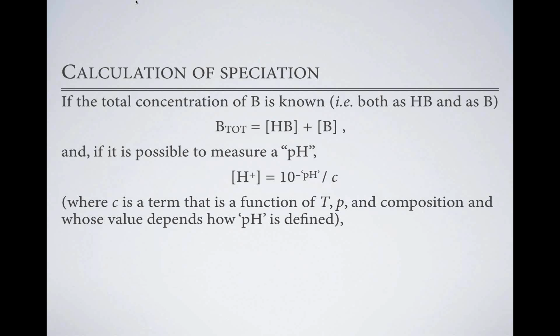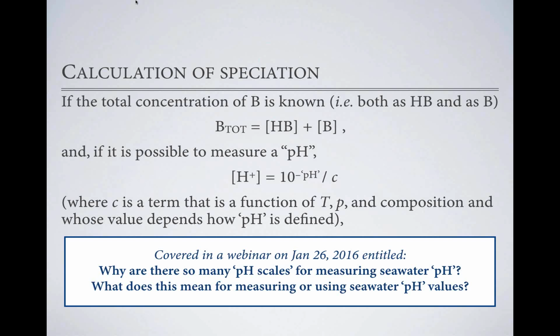Now, to those of you for whom this is completely new, I point out that I covered this idea in a webinar about 2 months ago, and I believe that webinar will shortly become available for public viewing, and so you can go back and think about this. But in essence, if you want to talk about hydrogen ion concentration and you want to measure something you're going to call pH, you need to know the relationship between those two. In an ideal world, the number C would be 1, but it often isn't.